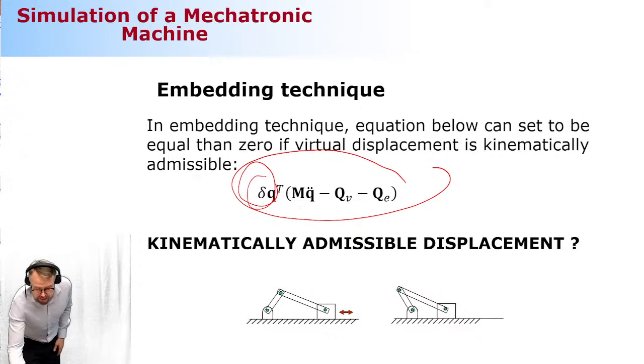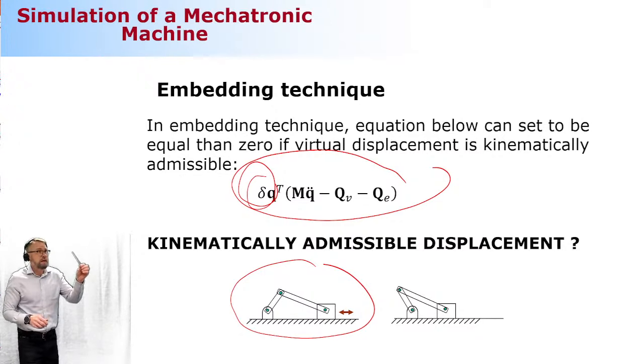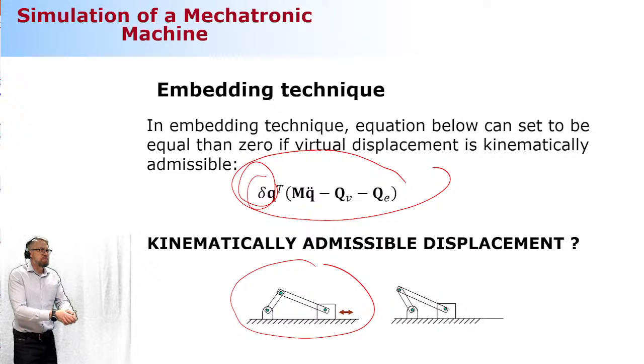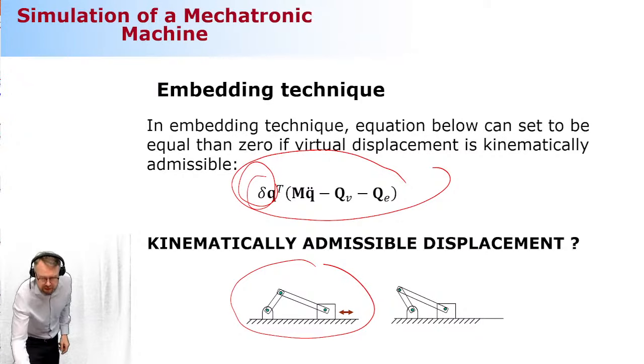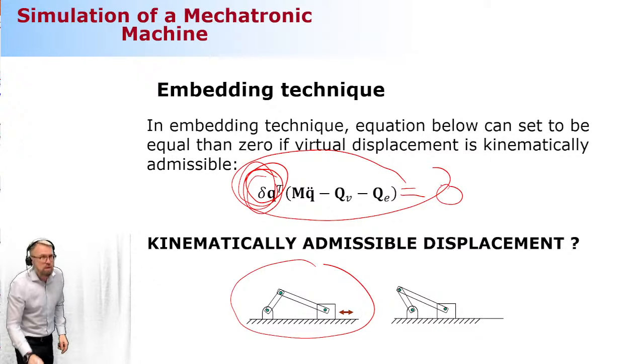Think about this crankshaft mechanism. I'm taking my connecting rod body and moving it in the Rx direction, the Ry direction, and rotating it without taking any care at all about my constraints. Definitely, I will violate my constraints if I do something like that. So I need to make a displacement in such a way that it is kinematically admissible. Now, if this delta q is expressed in a way that I'm not violating the constraints, then, and only then, can I set this equation equal to zero.